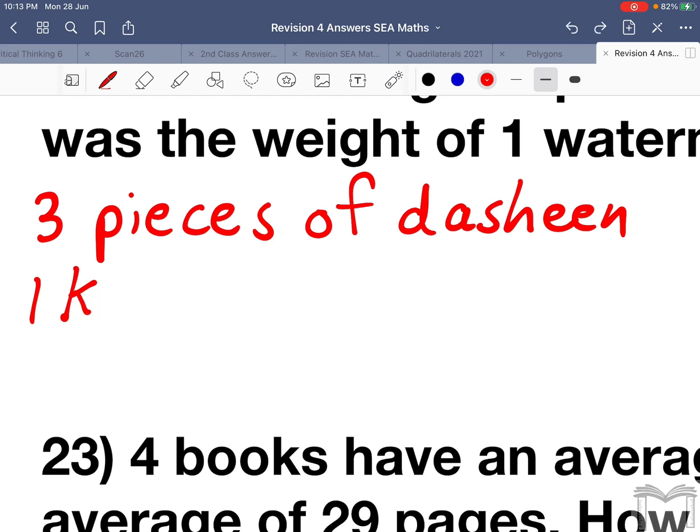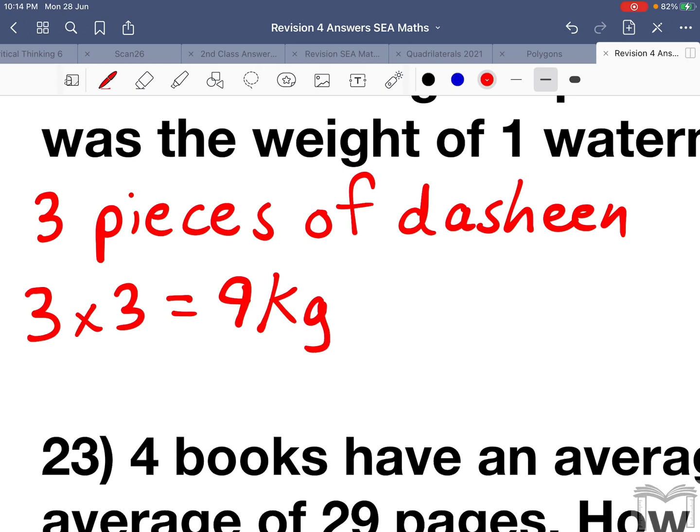So 3 pieces of dasheen for $10. So that will be 3 times 3, because we bought 3 times, or 3 sets of 3 pieces. 3 times 3 is 9, so that's 9 pieces. And each piece is 1 kilogram, so that's 9 kilograms of dasheen.